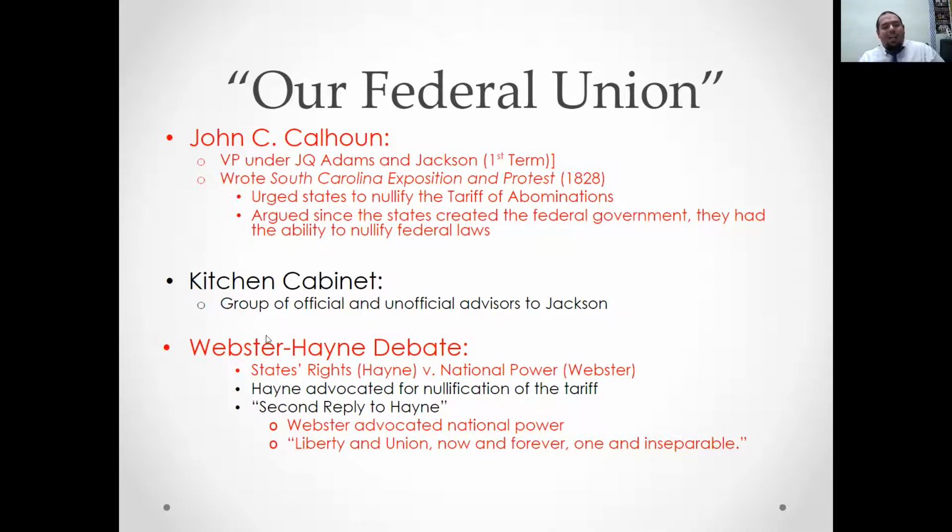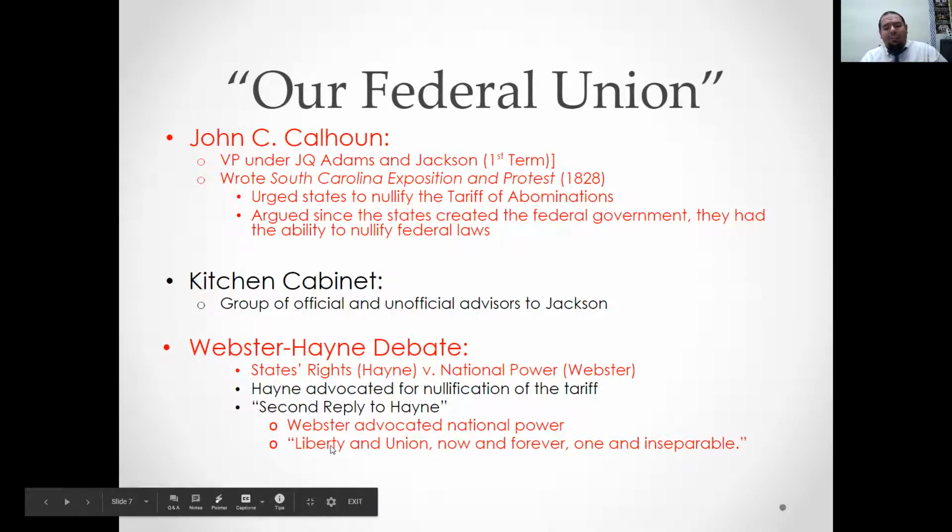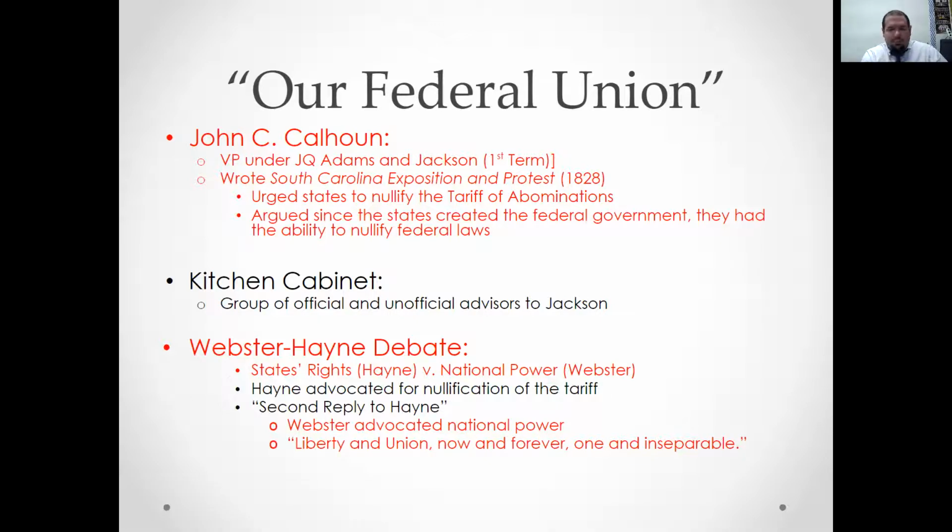Then you have this Webster-Hayne debate, where it's states' rights versus national power. Hayne was on the side of states' rights. Daniel Webster, national power. And Hayne advocated for nullification of this tariff of 1832, I think so. And in the second reply to Hayne, Webster advocated for national power, liberty, and union, now and forever, one and inseparable. Very famous. Again, talking about the fact that the federal government ultimately oversees and is above the state government.